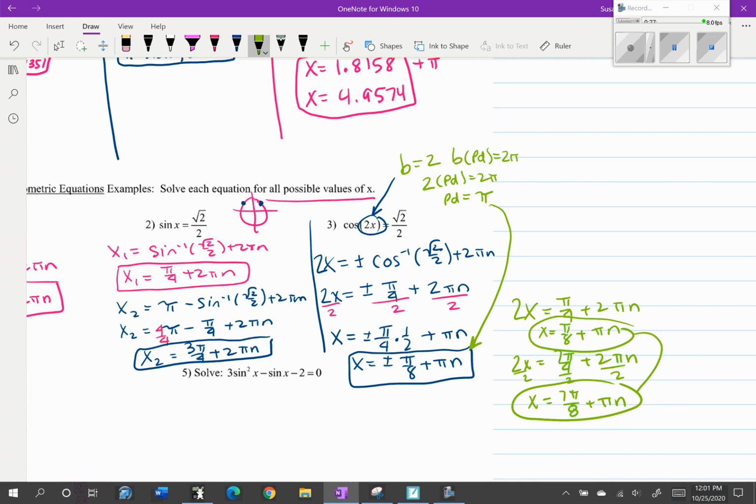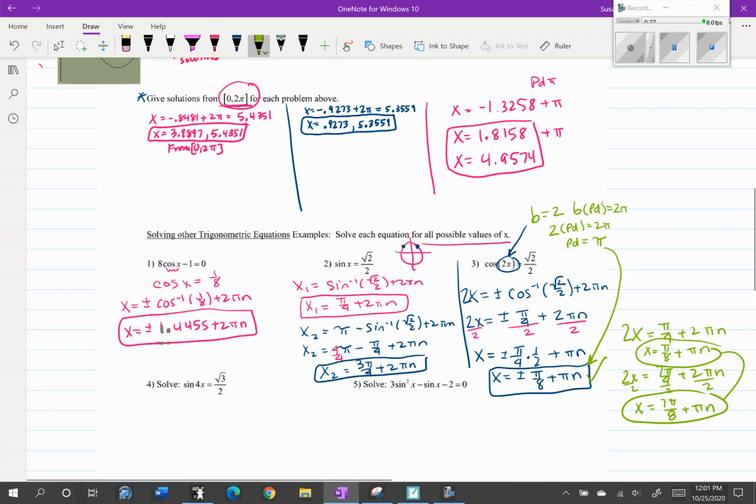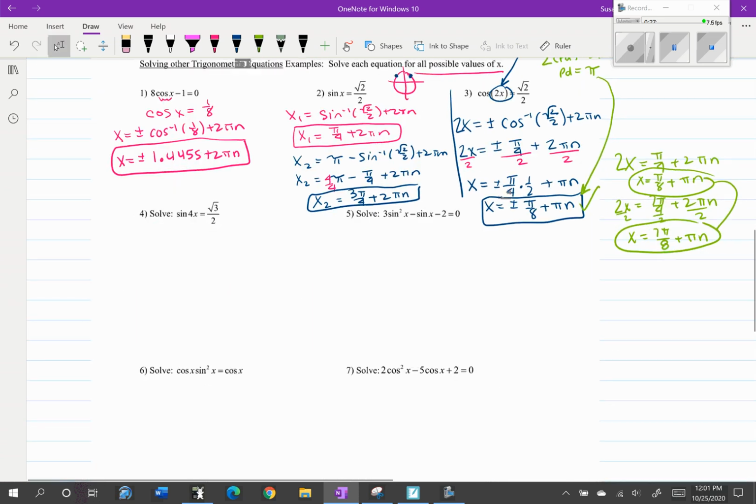So using this as our solution from your unit circle is fine. Or, like I said, it's a lot easier just to put plus or minus in front, and that would give us this solution here. So those are the same solutions. It's just, again, a different way of writing it. Either way, it's fine as long as it's not asking you to find the solutions from 0 to 2 pi.